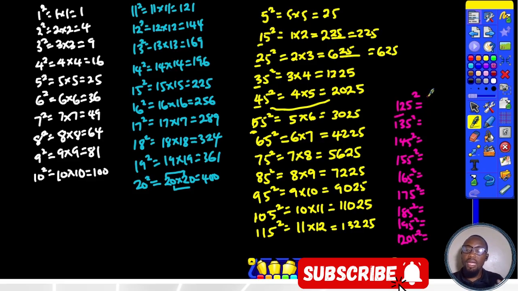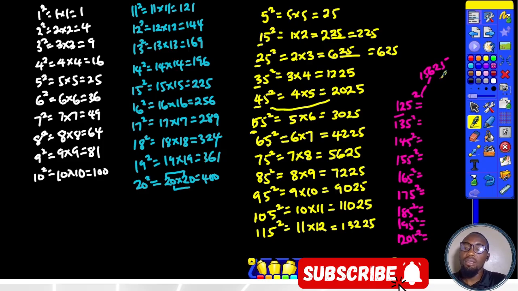These numbers are easy to figure out because all you need to do is, maybe you're doing 125 squared, you do 12 times 13. When you do 12 times 13, you're going to have 12 times 12, which is 144, plus an extra 12, and you're going to have 156. So the moment you have 156, just add 25, and your answer is 15,625.